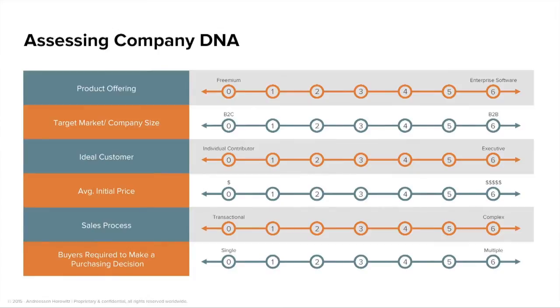And then the next one is a little bit more depth around the product offering, target market, company size that you're going after, what's your ideal customer, being an individual contributor or an executive, average initial sales price. Is your sales process transactional, or is it complex? How many buyers are required to get a deal done, right? Is it like getting a freaking bill passed through Congress? Even if you get through the House, you got to get it through the Senate. Even if you get through the House and the Senate, it's got to go to the executive branch.